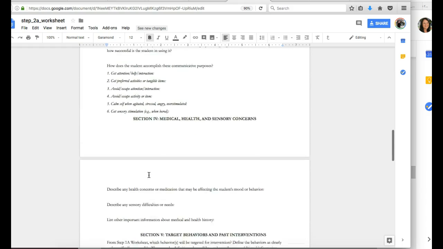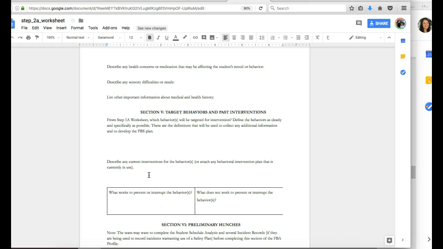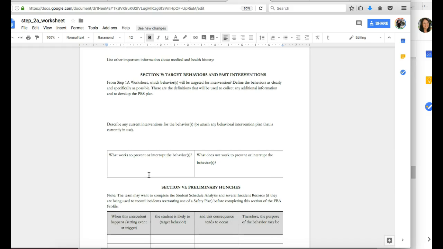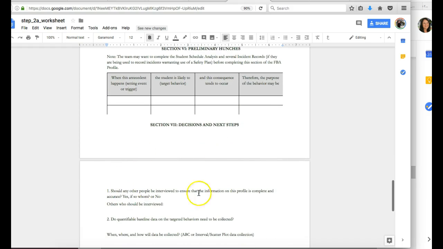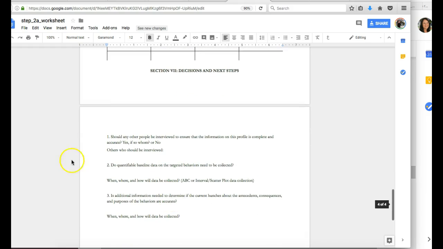the academic and communication section, and the targeted behaviors and past interventions, so we know what's been tried and what worked and what didn't, and then what are our preliminary hunches, and then the final one was the next steps, and that's what you'll be doing for the next 3 weeks, is possibly interviewing other people. Gaining more quantifiable baseline data, or looking at the targeted behavior.